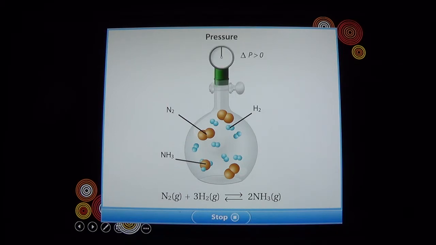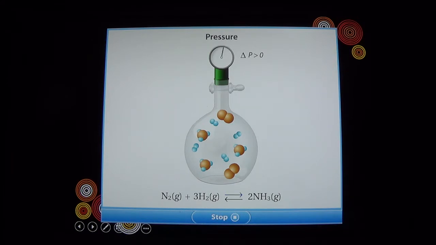A change in pressure affects only equilibrium systems in which gases are involved. If the pressure of a system is increased, the equilibrium will shift to favor the reaction that produces the fewest moles of gas. This action will reduce the total pressure of the system.